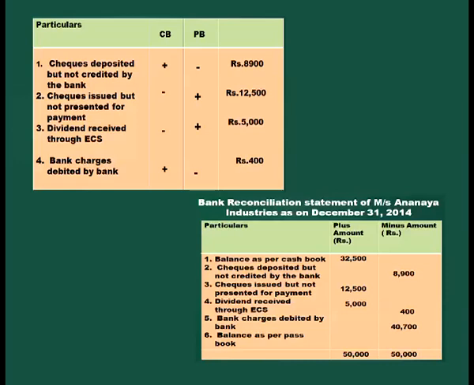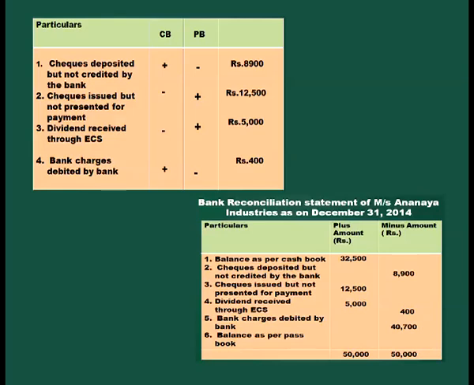Check deposited. There are 3 columns in the bank reconciliation statement. Bank reconciliation statement of Messrs. Ananya Industries as on December 31st, 2014. And with 3 columns, particulars, plus amount, minus amount. Balance as per cash book, you have to write 32,500.